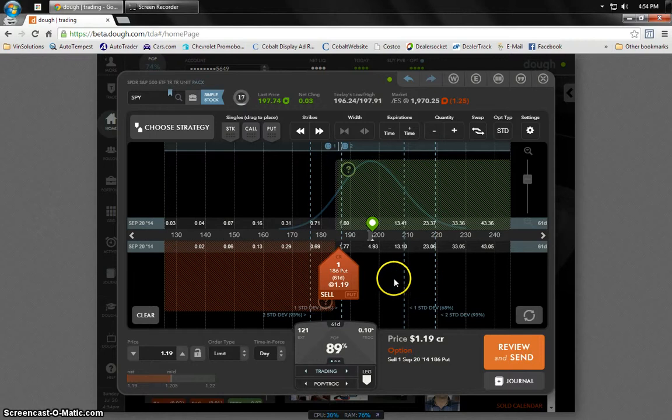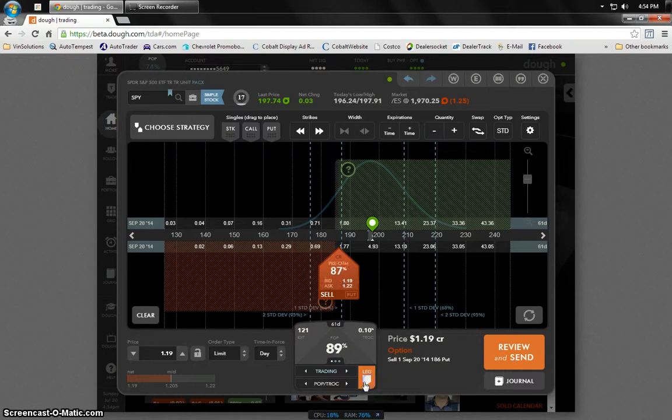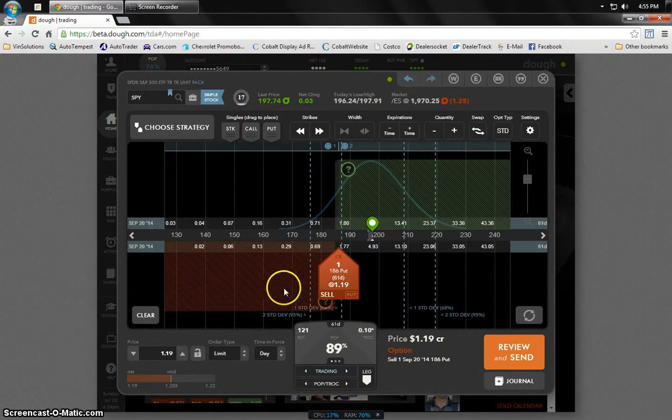How can you check your probability of profit? You look at POP right here. You have an 89% chance of making money. Click on lagging, and you have an 87% chance of not losing a penny. They're real close. How much are you collecting? Someone's willing to pay you $1.19, or $119, because they're betting that it'll stay below 186.